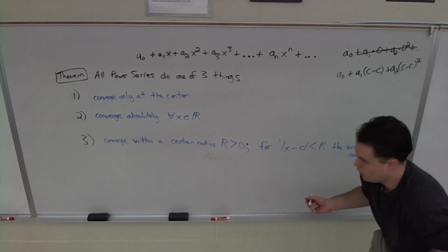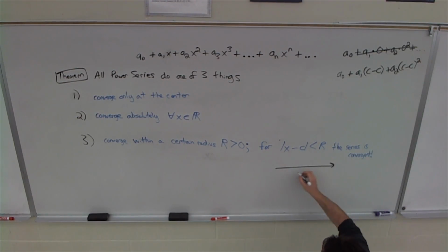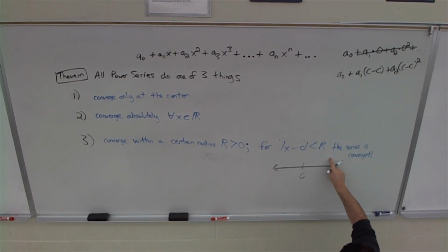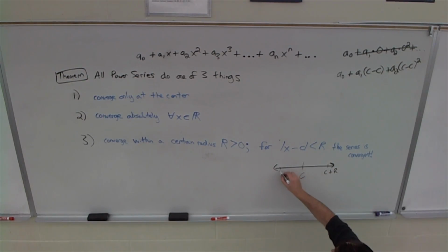What's this look like on a number line? Where's the center of our interval according to my notation? C, someplace C. And how far out in each direction do we go? Remember, you read this as the distance between your input values x and the center is less than r. So you go r this way and r that way, to c plus r, c minus r, wherever those are. And all these x values trapped in there would be convergent.